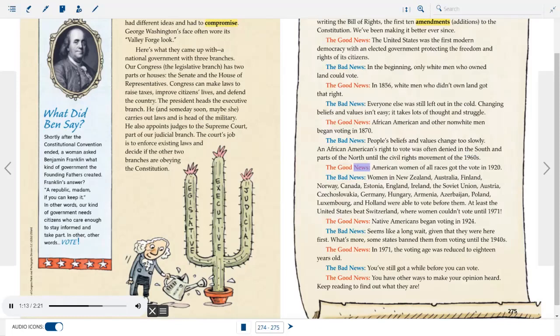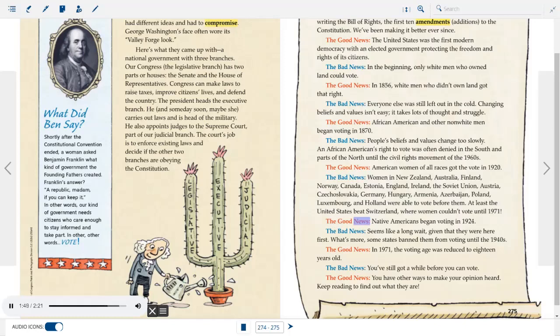The good news. American women of all races got the vote in 1920. The bad news. Women in New Zealand, Australia, Finland, Norway, Canada, Estonia, England, Ireland, the Soviet Union, Austria, Czechoslovakia, Germany, Hungary, Armenia, Azerbaijan, Poland, Luxembourg, and Holland were able to vote before them. At least the United States beat Switzerland, where women couldn't vote until 1971.